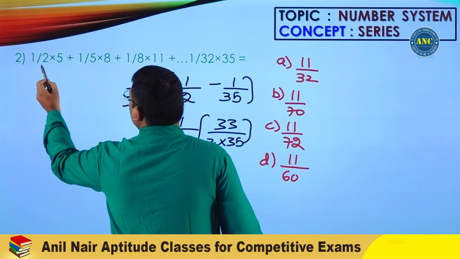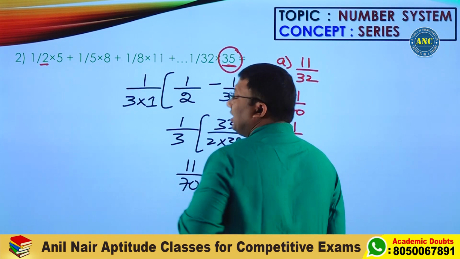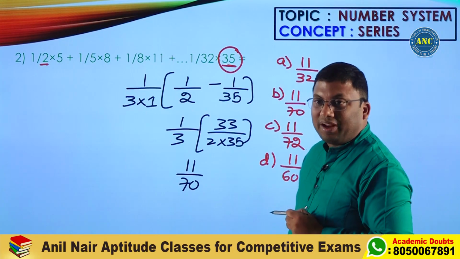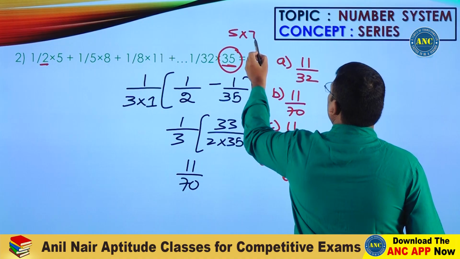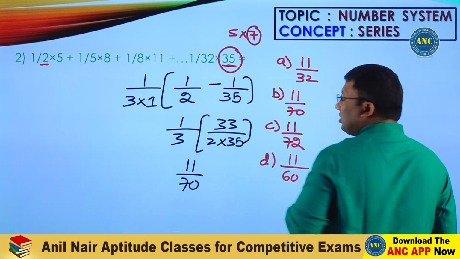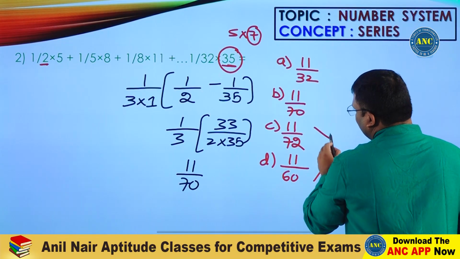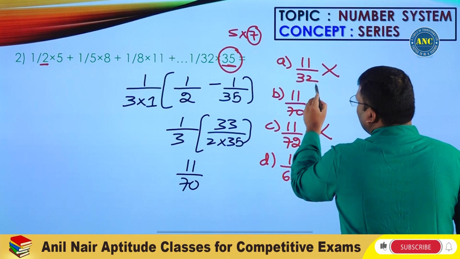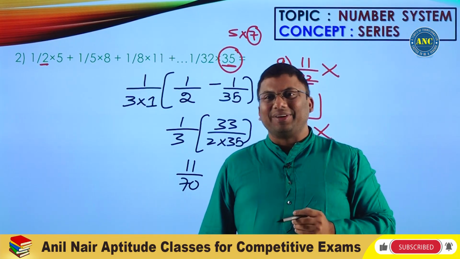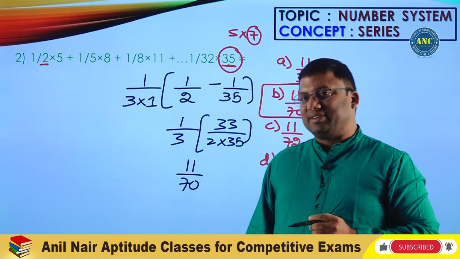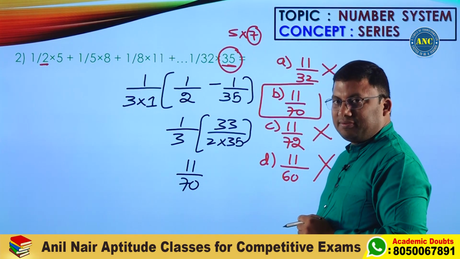Two values are there, first value and last value. The last value is 35. What are the prime factors of 35? 5 and 7. The denominator should have a value related to 7. It is not 7. Please put a star mark. Just by looking at the question, we will get the answer.